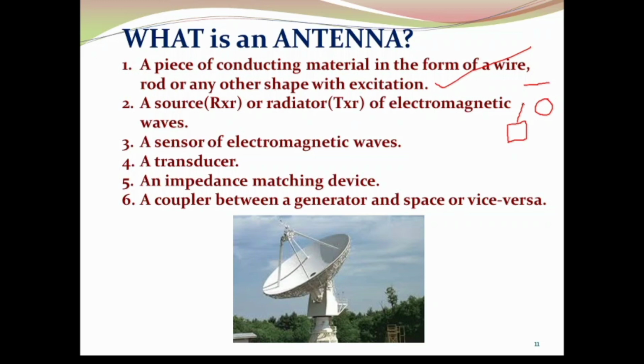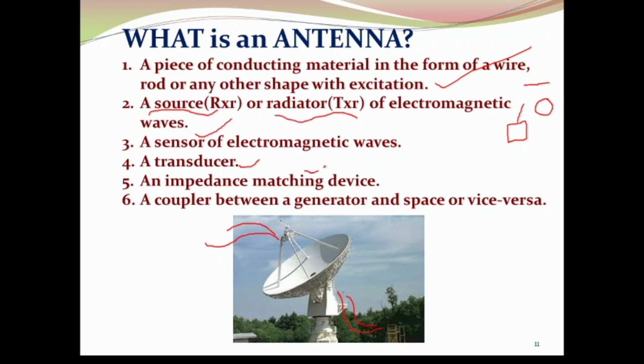So antennas are connecting devices in free space. It will act as a source for the receiver. It will act as a radiator for the transmitter, right? Antennas are sensors of electromagnetic waves. Antennas are transducers because they convert electrical information into electromagnetic, or electromagnetic into electrical information. So we can say that it is a transducer.